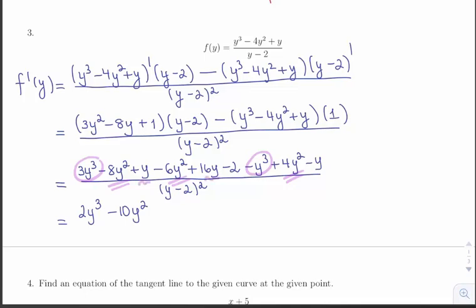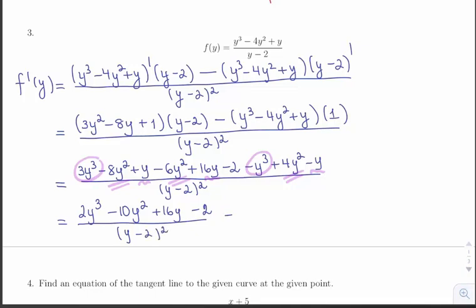Linear terms. Y, negative y, and positive 16. So that's positive 16y, and we only have one constant, negative 2. Okay, divide everything by y minus 2 squared.